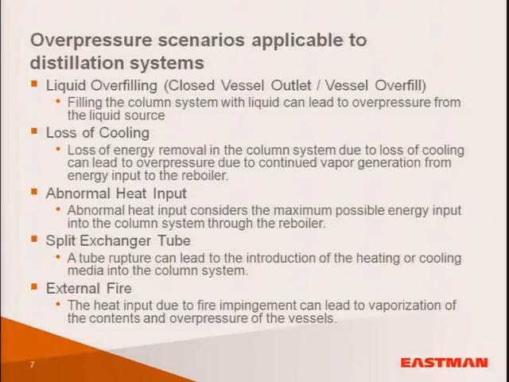We also have a concern with loss of cooling, where we lose energy removal capability in the column system because we no longer have a functioning cooling system to the condenser. And we would continue to generate vapor in the base by adding heat through the reboiler. Abnormal heat input considers the maximum possible energy input into the column system through the heating media that's in the reboiler. In most cases, we would combine the evaluation for loss of cooling and abnormal heat input in that we may not take credit for condensing capability when we look at the maximum possible energy input into the base. So sometimes those cases are looked at grouped together.